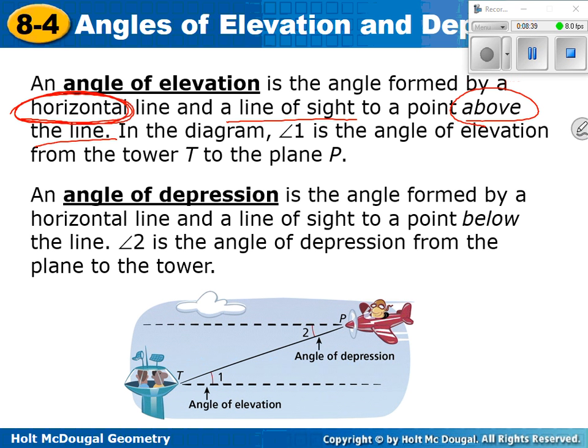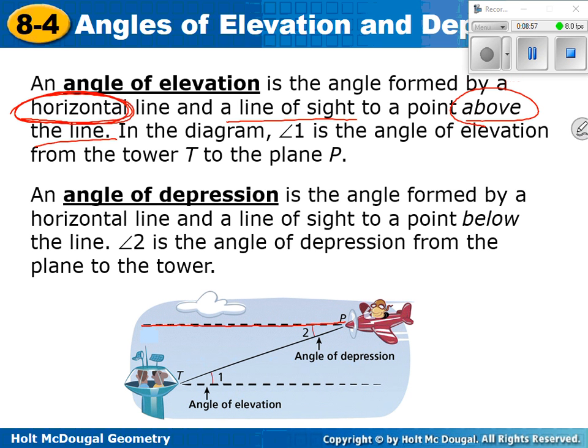But it's from the horizontal. If you go up from the horizontal, it's elevation. If you go down from the horizontal, it's depression. Not from the vertical. So be very, very careful. So when you look at this picture, we're talking about from the imaginary horizontal line.